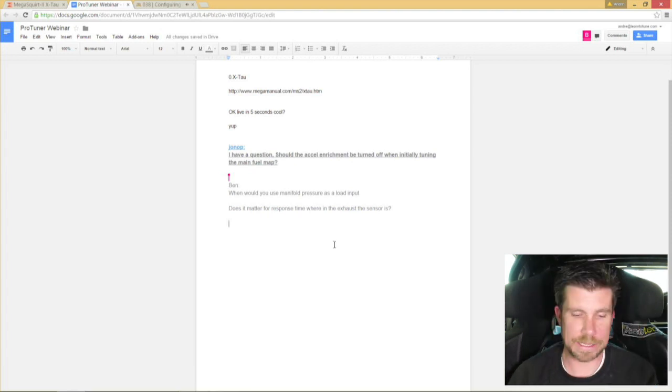Okay, we'll have a look and we'll see if we've got any questions. Jono P's asked, I have a question. Should the acceleration enrichment be turned off when initially tuning the main fuel map? Okay, well, it really depends on whether or not you've got problems with noise on the accelerator, the TPS input.